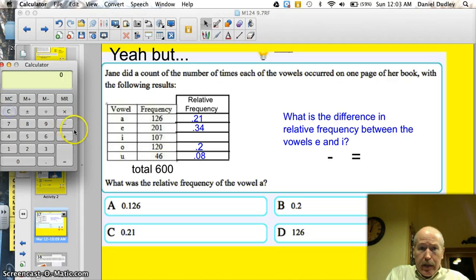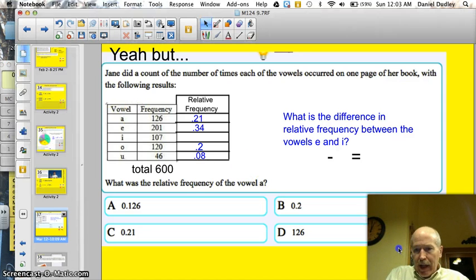So let's get my calculator here. We had 107 I's, so let me clear it one more time. 107. I need to divide that by a total of 600 again, just like a fraction. I get a total of 0.178. Well, I'm going to round that to the closest hundredth, so that would be 0.18. So now I've got this figured out. I've got my chart complete. I've got all the relative frequencies here.